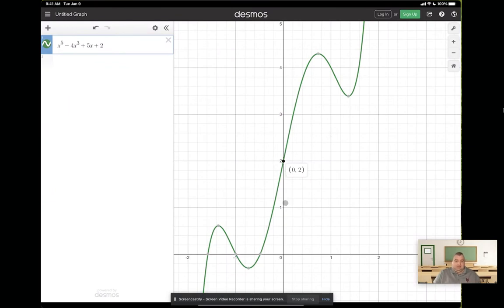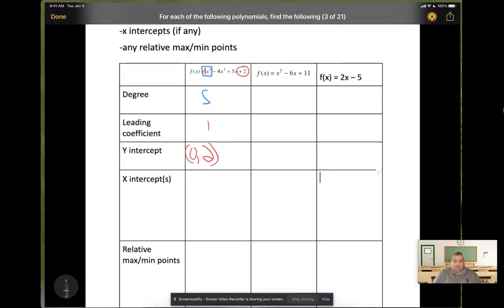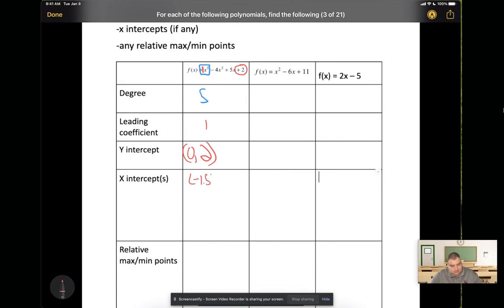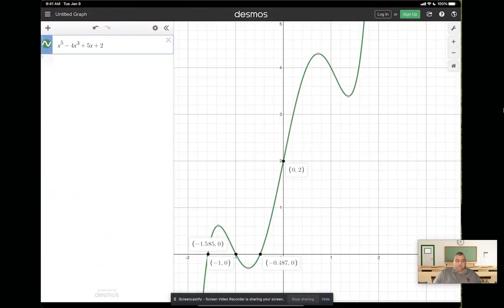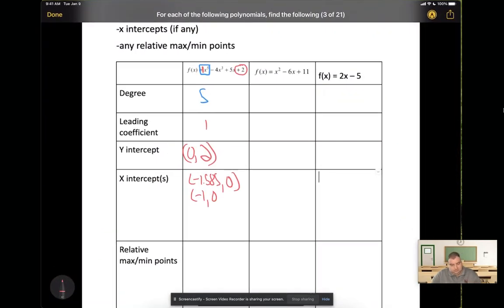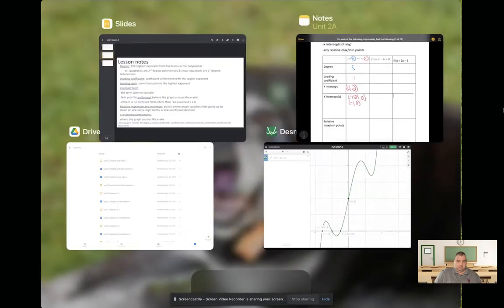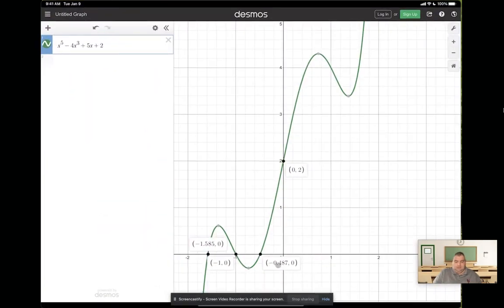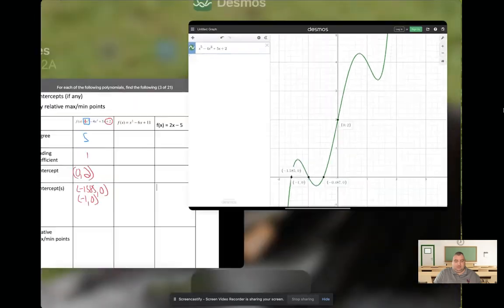My x-intercepts, so those are going to be points where it crosses the x-axis. It looks like there's 3 of them. There's here, here, and here. So I'm going to write those down. So negative 1.585, 0. All right. Negative 1, 0. And negative 0.487, 0.